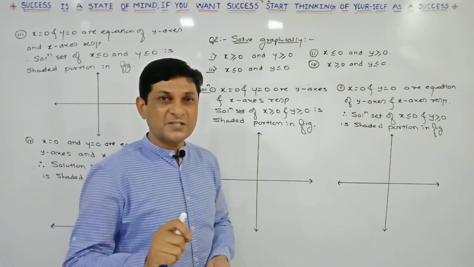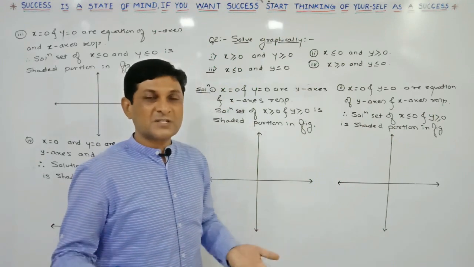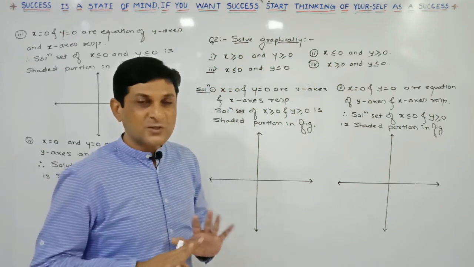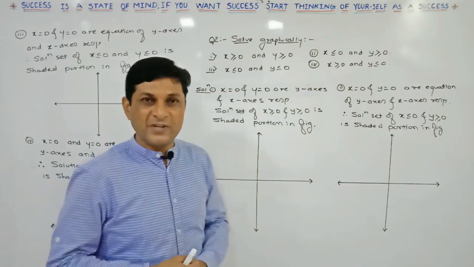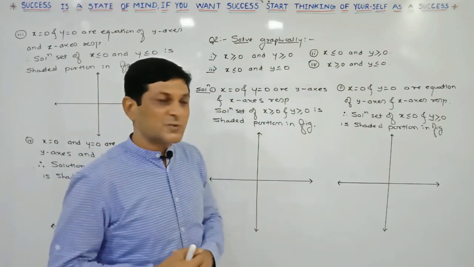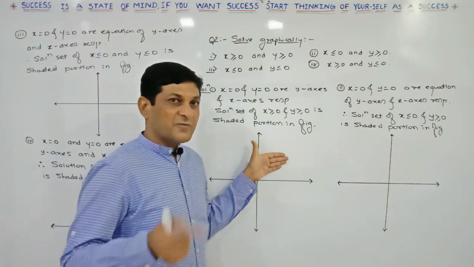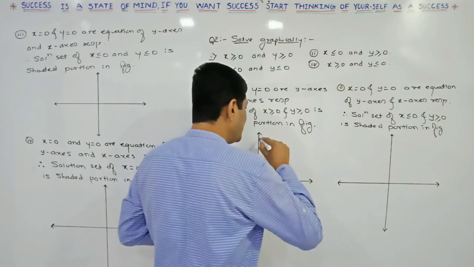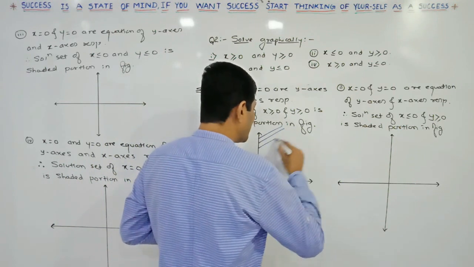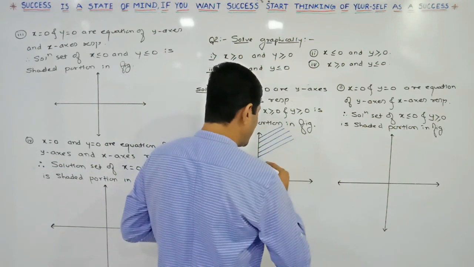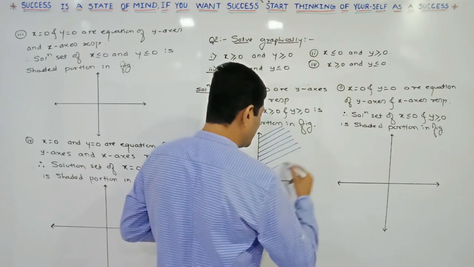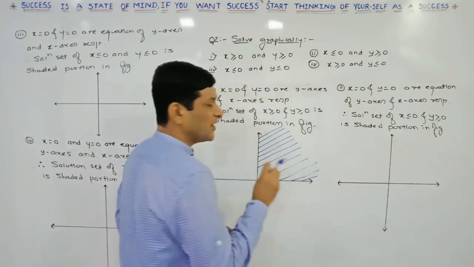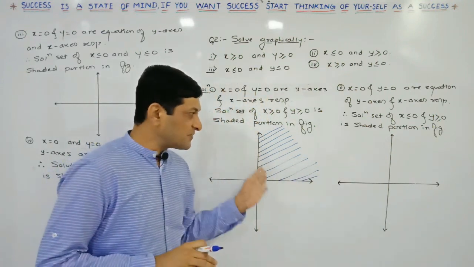This condition is satisfied in which quadrant? You have already studied coordinate geometry in 9th standard and in 10th standard also, so all the concepts of coordinate geometry are very clear to you. So easily we are able to say that in the first quadrant the value of x is positive and y is positive, meaning all the points which lie in which quadrant? First quadrant satisfy both the conditions. Which conditions? X is greater than or equal to 0 and y is greater than or equal to 0. So this condition is satisfied in the first quadrant.